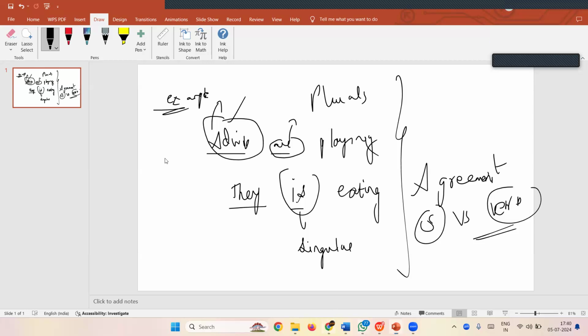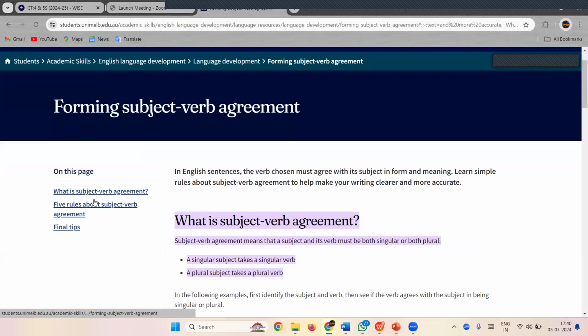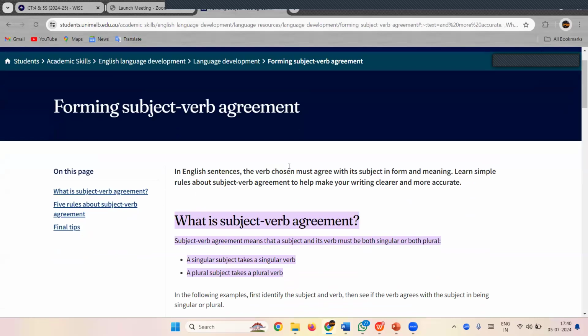So we will see detail on this website of Melbourne University. These people have framed a set of rules. If you see here, they have first explained what is subject verb agreement, and they have given 5 rules of that, and they have given some tips also. So we'll see one by one. In an English sentence, the verb chosen must agree with its subject in form and meaning. Learn simple rules about subject verb agreement to help make your writing clearer and more accurate.